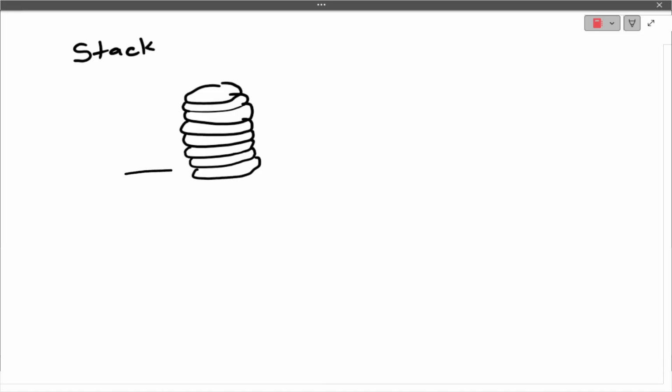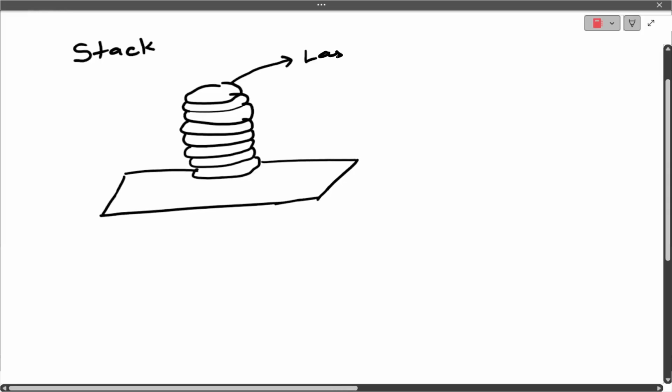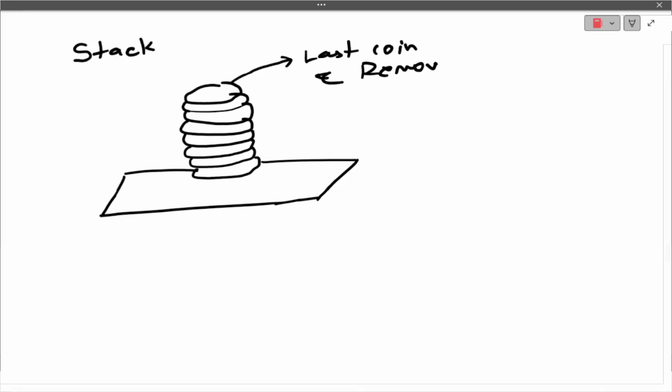If this is my base, my table, where this is present, and I asked you to remove a coin from this particular table, from where would you remove it? Of course, from the top, right? This was the last coin, and you removed it first. Since every coin we keep one on top of the other will be considered as last.